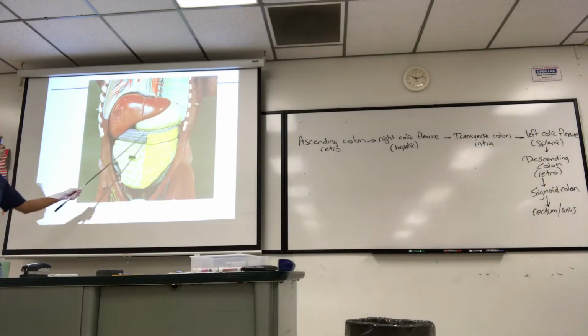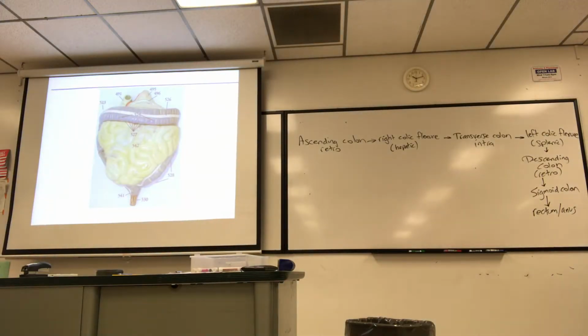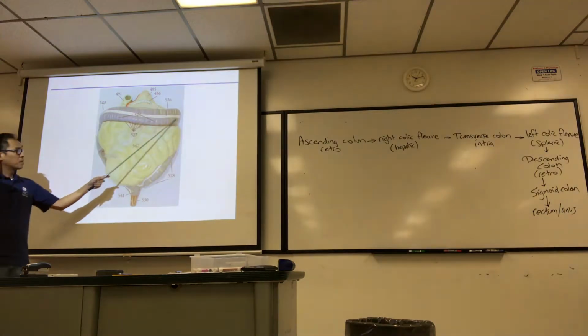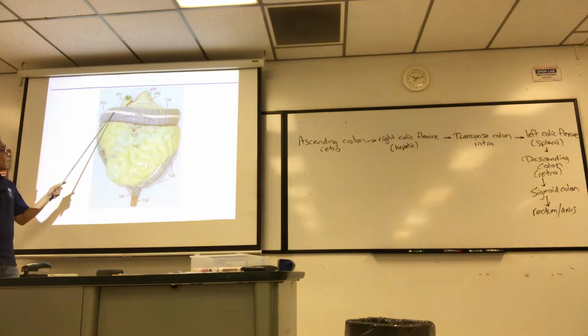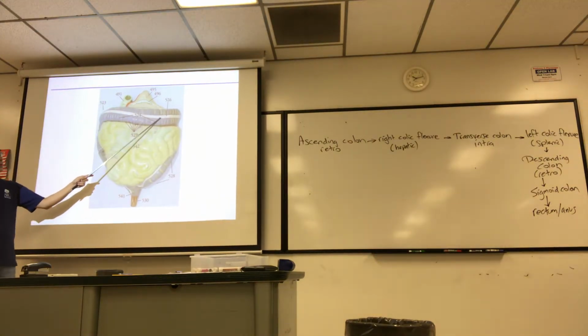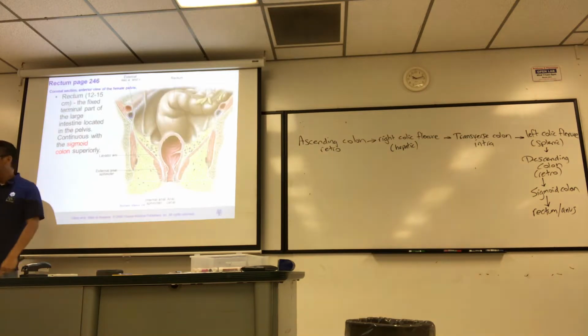This transverse colon, there's a greater omentum. You can kind of see bits of the large intestine here. What do you think that white band is supposed to be? Yeah, the taenia coli. Well, you can study it.